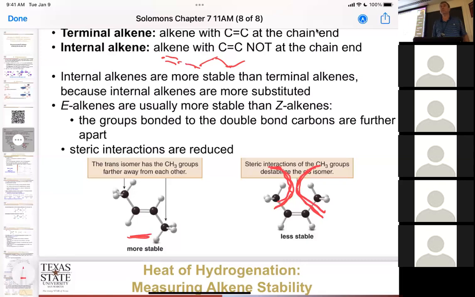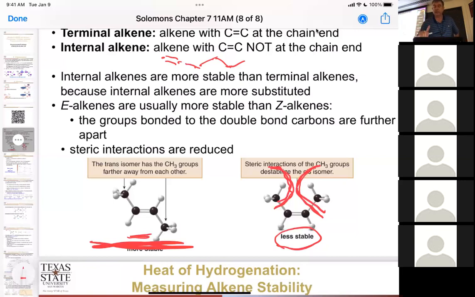Wait, so that one's more stable? This one is more stable. Okay, this is less stable, and it's less stable because pushing those groups out is straining that double bond a little bit. And that gives you that difference. So that's two ways to see which something is more stable. Terminal alkenes are less stable than internal alkenes, and E alkenes, opposites, are more stable than Z, sames.